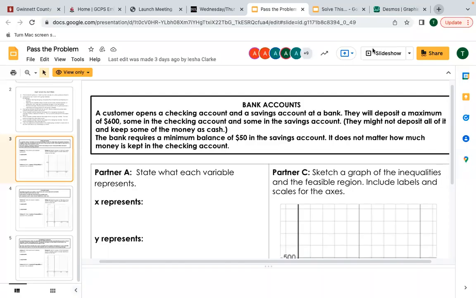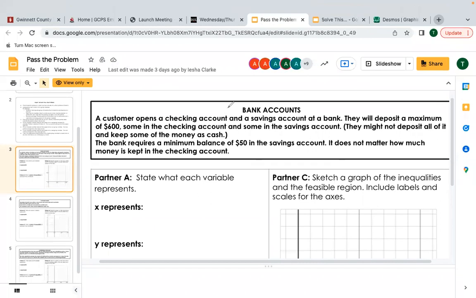All right, so let's talk about this. Okay, so we have a customer who opens a checking account and a savings account at a bank. They'll deposit a maximum of $600, some in the checking account and some in the savings account. Do y'all know the difference between checking and savings?